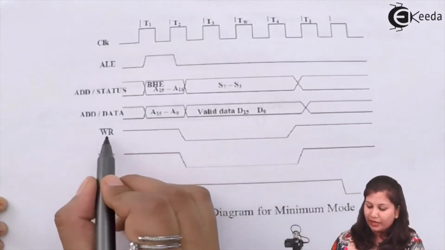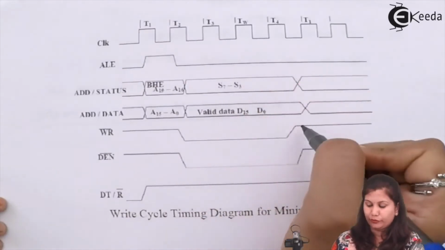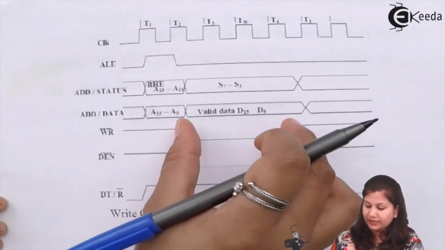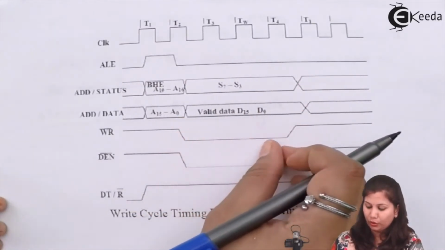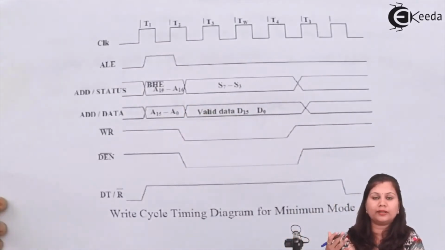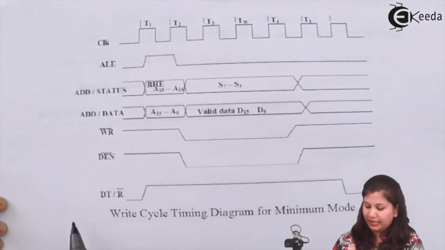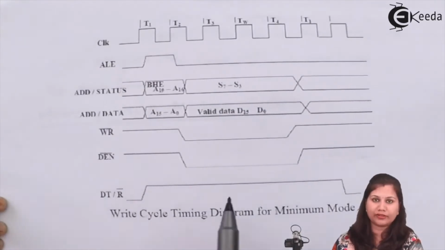Then this write signal goes low from T2 to T4. So during this, when this write signal is low, then this valid data will be written to the buses to the output. Okay, then we have the data enable signal and the data transmit and receive.